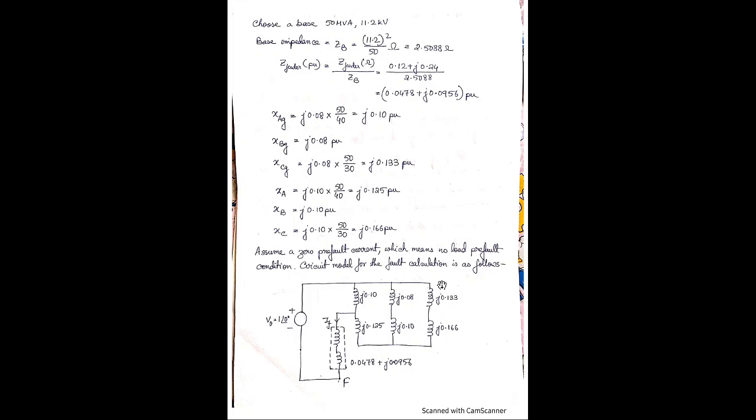The circuit model of the fault calculation is as follows. You can compare this with the actual diagram above. You will find this is the circuit model. We have put all the impedance per unit values that we have calculated here, and this is our fault current. This is the point of fault.